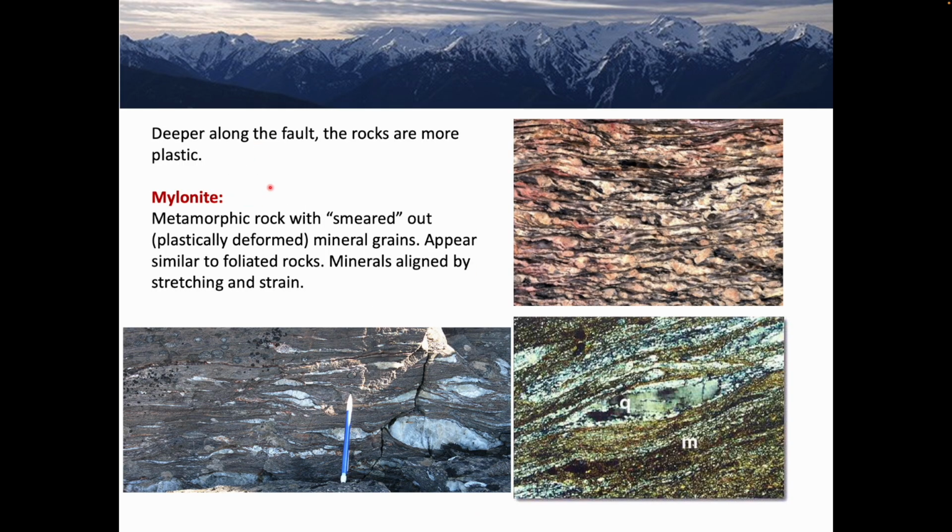Deeper along the fault, the rocks deform plastically. So you get a metamorphic rock with kind of smeared out, plastically deformed mineral grains. They appear similar to foliated rocks, but the minerals are aligned by stretching and strain rather than directed pressure.